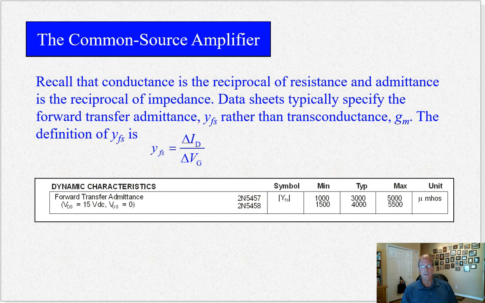This slide talks about admittance versus impedance. Conductance is the reciprocal of resistance, and admittance is the reciprocal of impedance. Impedance is a complex resistance, if you will. It involves capacitive reactance, inductive reactance, and resistance. So data sheets for field effect transistors normally specify the forward transfer admittance, which is little y sub fs, rather than just transconductance. And here's a snippet out of a data sheet, and it's in micromhos.